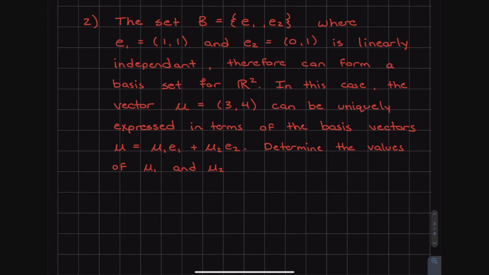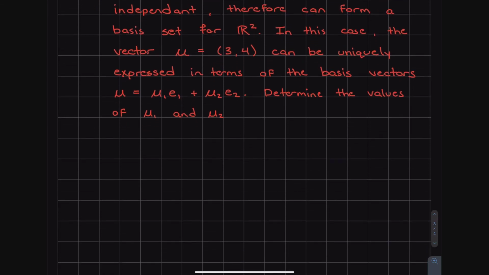And it wants us to determine the values of u1 and u2. So these u1 and u2 right here are going to be scalar values. These are not going to be actual vectors. So the best way to do this is just to plug everything into the nice equation it gives you. It already gives you that u is a linear combination of e1 and e2. So we have u1 e1 plus u2 e2.